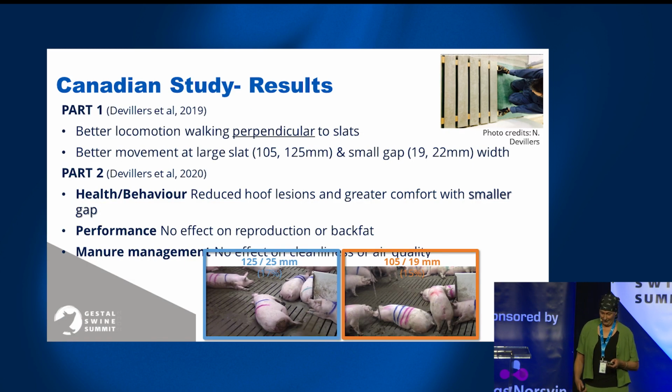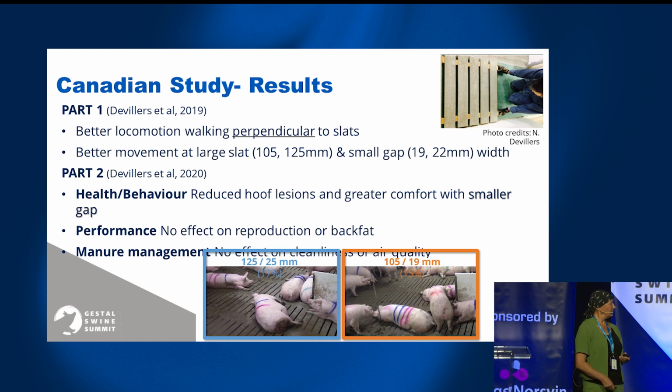So often people are wondering, are sows going to move? Do they want to move with the slats or against them? Their results clearly showed that sows move more normally when they're perpendicular to the slat direction. And depending on the slat and gap width, they had better movement with larger slats and smaller gap widths. Certainly, the EU recommendation of 20 millimeters seems to be better than higher gap widths.